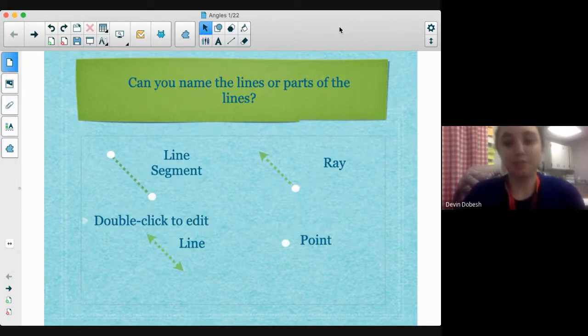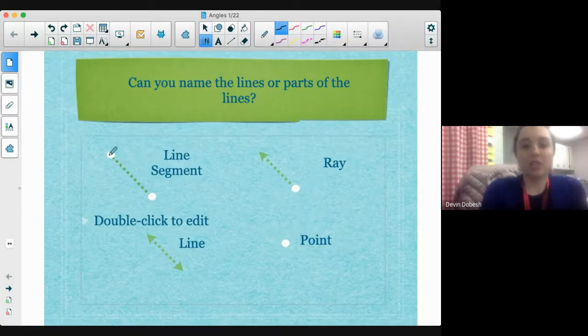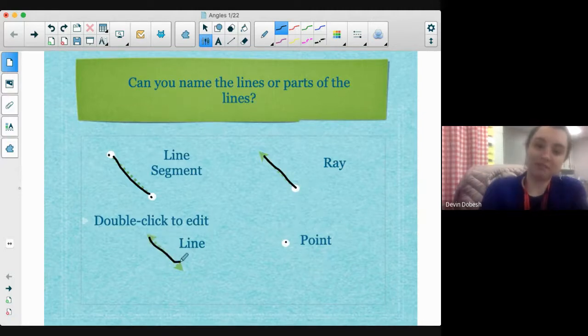But let's review. Can you name the lines or parts of the line? These are what we did yesterday. We learned about our line segment that has two endpoints and a line in between. We learned about our ray. We learned about a point. And we learned about a line that just keeps going and has the arrows.